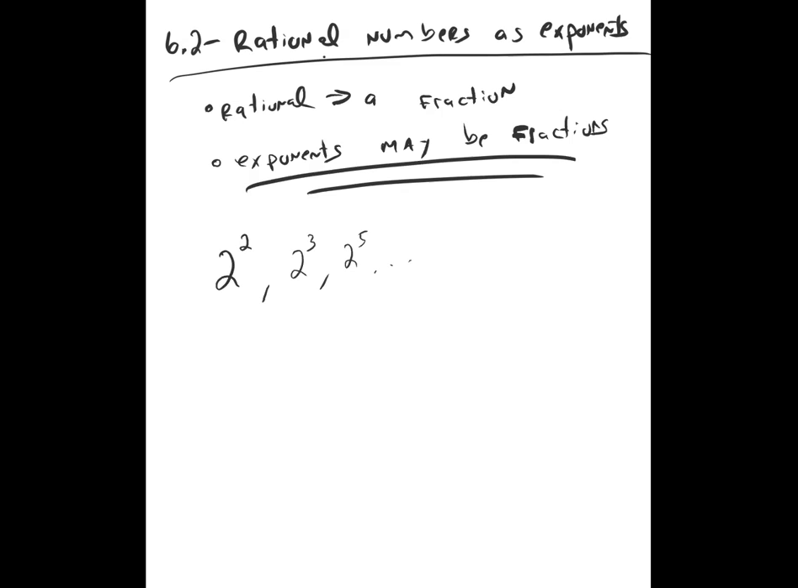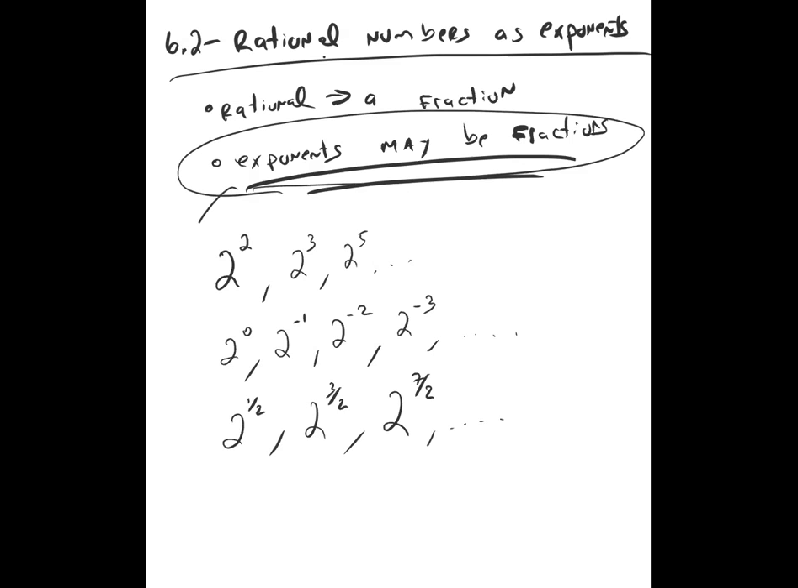Then, as your math skills advance, you learn that 2 to the power of 0 is possible. 2 to the power of -1, 2 to the power of -2, 2 to the power of -3. Those are possible. But now we're saying exponents can be fractions. So we're saying that this is possible. This is possible. This is possible. That is what we're looking at in this section. Exponents can be fractions now.